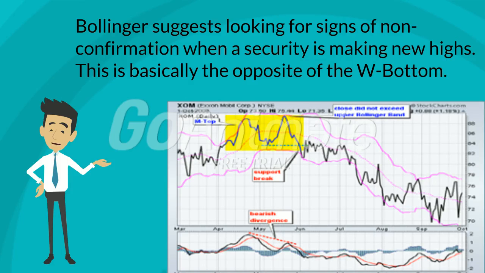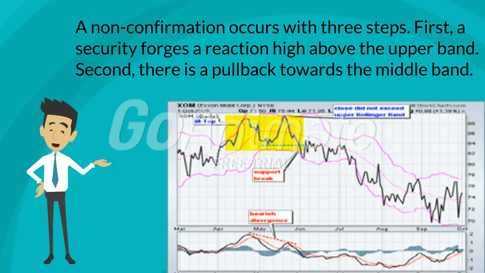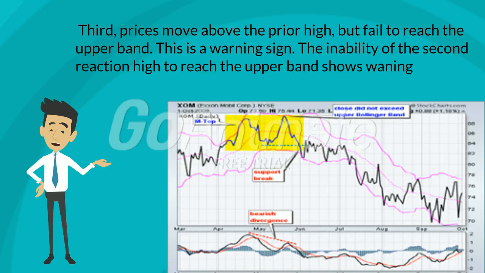Bollinger suggests looking for signs of non-confirmation when a security is making new highs. This is basically the opposite of the W-bottom, and non-confirmation occurs with 3 steps. First, a security forges a reaction high above the upper band. Second, there is a pullback towards the middle band. Third, prices move above the prior high, but fail to reach the upper band.